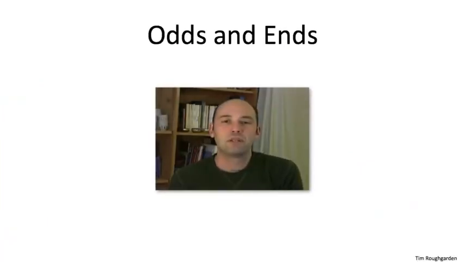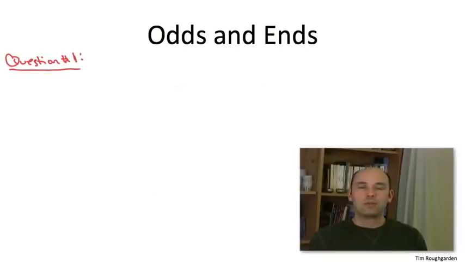So let me wrap up the discussion of the Floyd Warshall algorithm with a couple odds and ends, answers to two frequently asked questions. So question number one, which frankly I kind of hope you're wondering about, is, well, what's up with input graphs that do have a negative cost cycle?